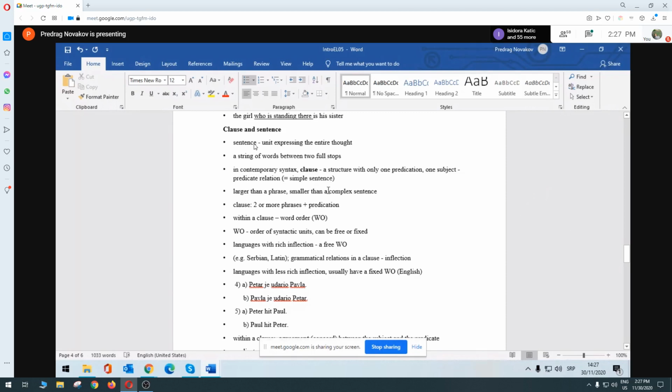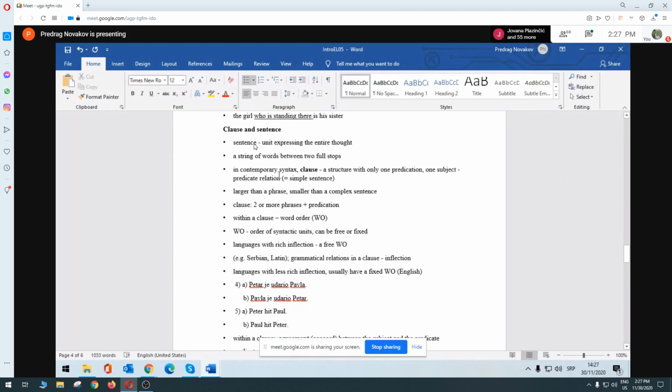Then what is the complex sentence? I have it in the next line. Well, it's still a sentence, but consisting of what? Several clauses. That's what we call a complex sentence, okay? So a simple sentence has only one clause. A complex sentence has at least two clauses or more. We have examples later, okay?